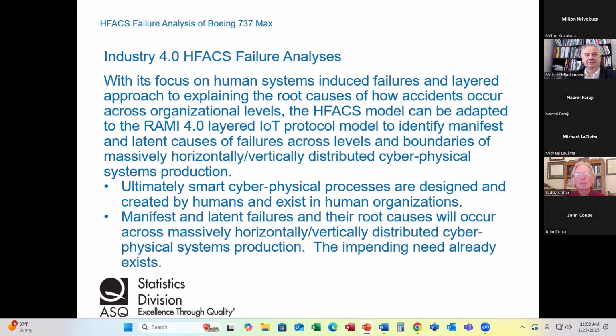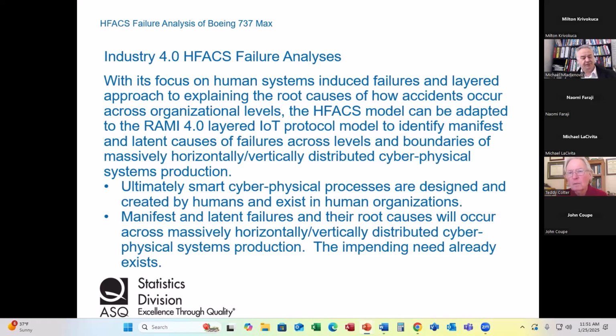We're coming up, I'll give you 10 minutes. With its focus on human systems induced failures and layered approach to explaining the root causes of how accidents occur across organizational levels, the HFACS model can be adapted to the RAMI 4.0 layered IoT protocol model to identify manifest and latent causes of failures across levels and boundaries of the massively horizontally vertically integrated cyber physical systems. Ultimately, as Milt noted earlier, smart cyber physical processes are designed and created by humans and must exist within human organizations. That's why I call it cyber technical socio.